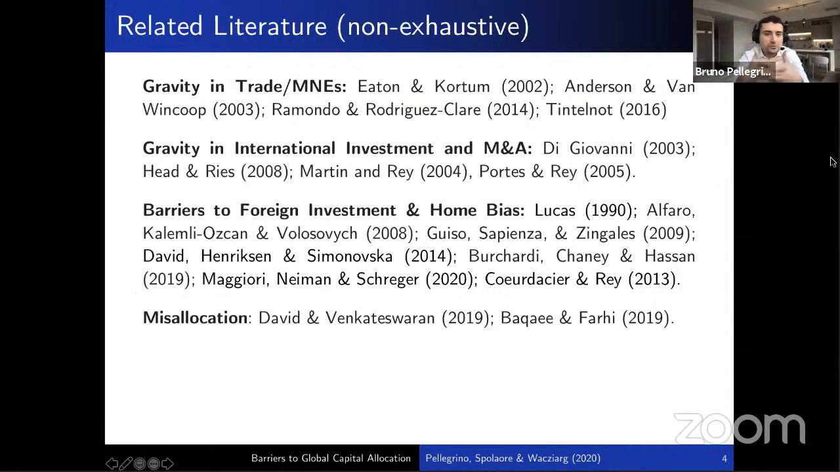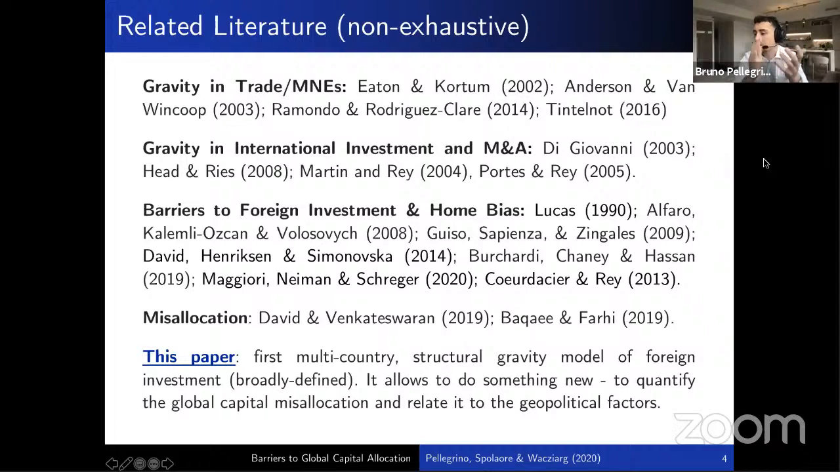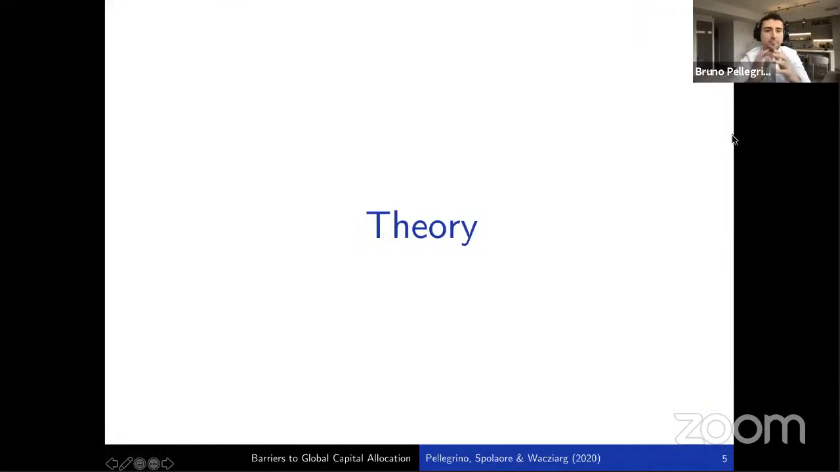Now, this paper, of course, relates to a large literature in both international finance and trade on gravity. And it also relates to the macro literature on capital misallocation. The way that we see ourselves contributing to these many literatures is by providing the first multi-country structural gravity model of foreign investment broadly defined. Why do we need this new model? It allows us to do something new, which is analyze capital misallocation across countries and relate this capital misallocation to various geopolitical factors. Okay, so without further ado, let me get straight into the theory.